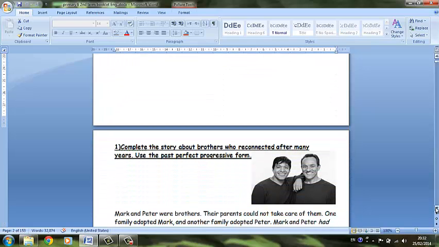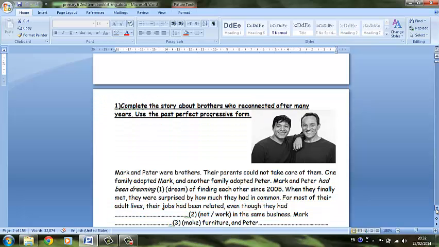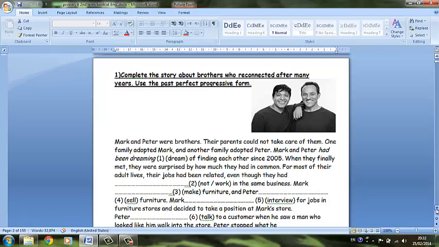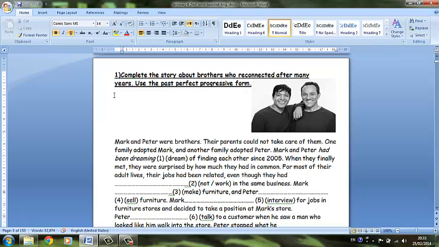Now we will move to page number 4. I want you to open page 4. Okay, question 1. Complete the story about brothers who reconnected after many years. Use the past perfect progressive form. The progressive here is equal to the continuous. It's the same. So to make it easy, we are going to say progressive or continuous.